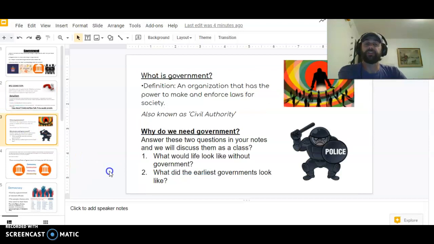So, first thing, as always, we will start out with a definition. Government is an organization that has the power to make and enforce laws for society. It's also known as a civil authority. I have a picture of the police here, and I don't know why I chose the mean one, but civil authority isn't always a bad thing. I mean, like roads to get to school, the school building, certain infrastructure, things that are around us are all part of that civil authority.